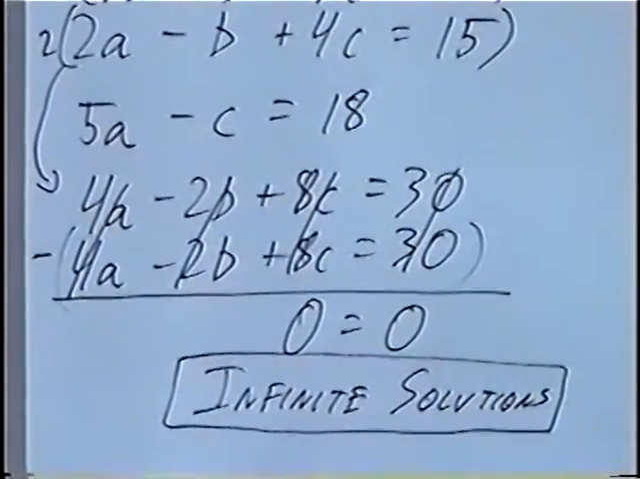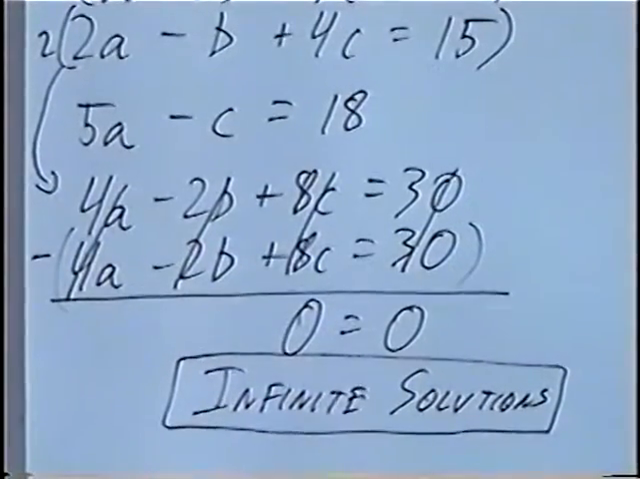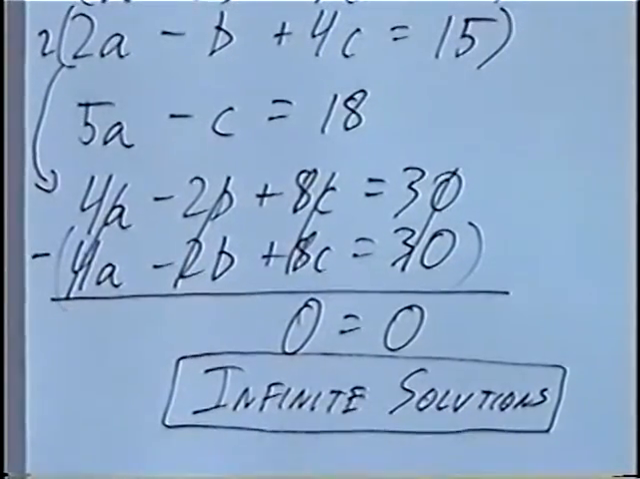Infinite solutions, again, when all the variables cancel out and you're left with a true statement, 0 equals 0. There are infinite solutions for these equations, which means again the equations would be parallel if you graph them.